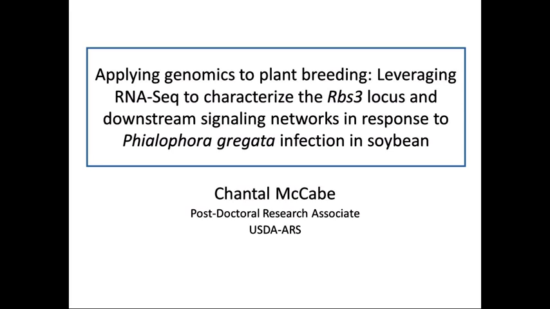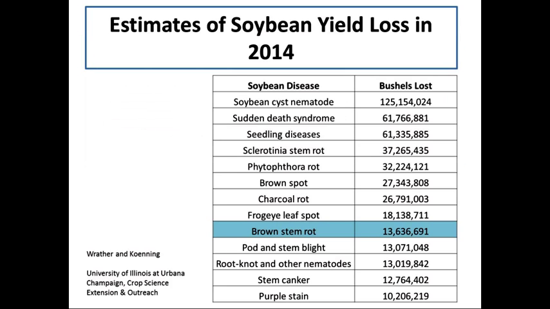Well, today I'm going to be talking about some work that I've done characterizing the RBS3 locus in soybean. As we know, soybean is a really economically important crop. But every year, we lose a lot of yield due to pests and pathogens. Here's a list of some of the most devastating diseases in soybean, ranked by the number of bushels lost. Today, we're going to focus on brown stem rot. Every year, around 13 million bushels of soybean are lost just due to this disease. This number probably should be a lot higher because we have problems phenotyping and identifying this disease.